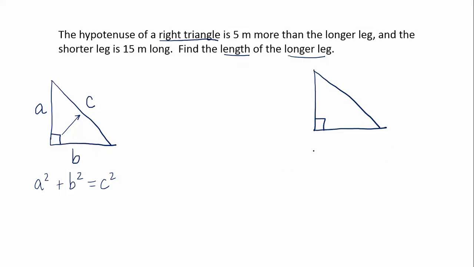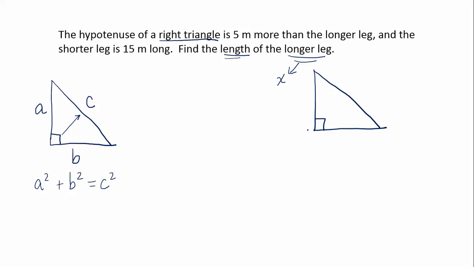Then I go back through the problem and try to figure out what are my knowns and my unknowns. Often, we know what to label as x, our unknown, by looking at what we're being asked to find. In this case, we're asked to find the length of the longer leg. It's not always the best choice for x, but it often is. So let's consider calling the length of the longer leg x.